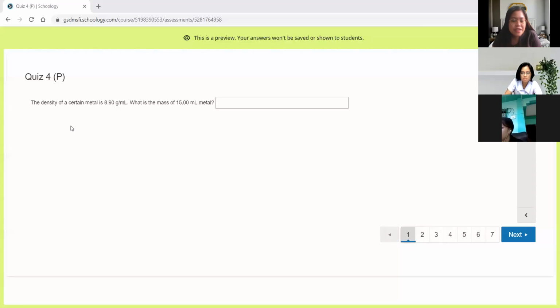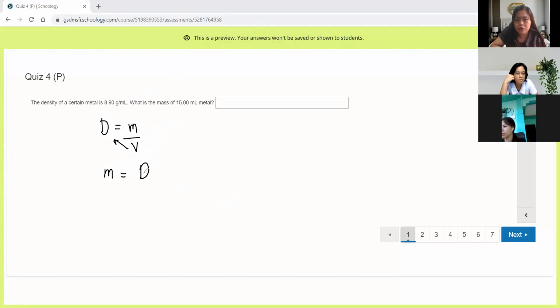Okay, the first one here: the density of a certain metal is 8.90 grams per ml. What is the mass of 15.00 ml? I hope you haven't forgotten the formula. Density is equal to mass over volume. If we derive this formula just to get the mass, it becomes mass is equal to density times volume.